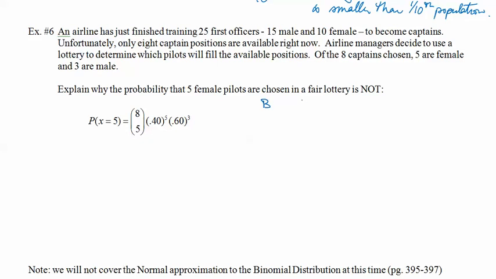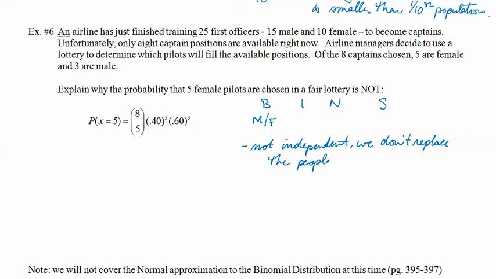So let's have a look. We will look at, first of all, is this a binomial setting? So looking at BINS. Do we have binary outcome? Yes, we do. The person is either male or female. Is it independent? In this case, it is not independent. We don't replace the people. I'll repeat, not independent. We don't replace the people.